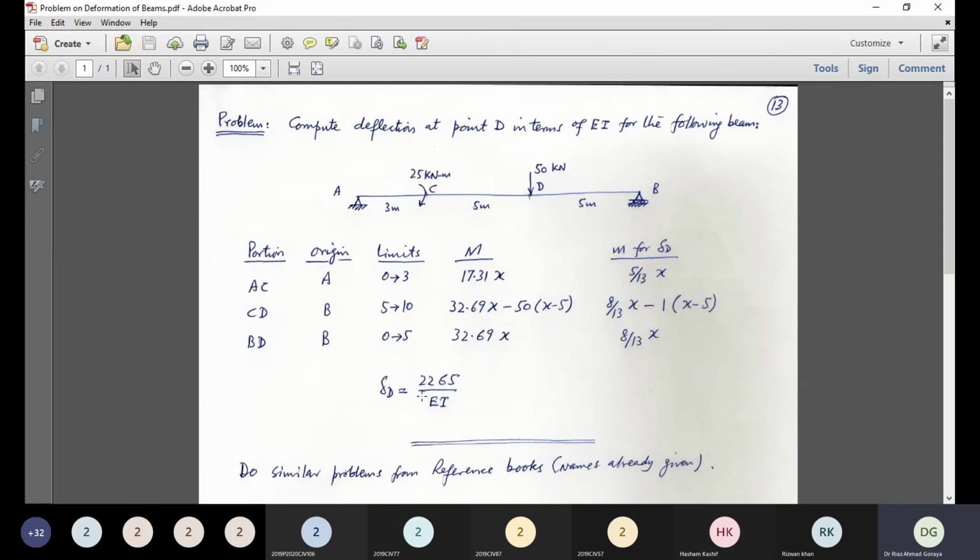Now, these 5 problems on beams and similar problems given in the reference books, you will complete in your notebooks. Then I will let you know how to share with me for evaluation. So with this problem, this topic is completed.